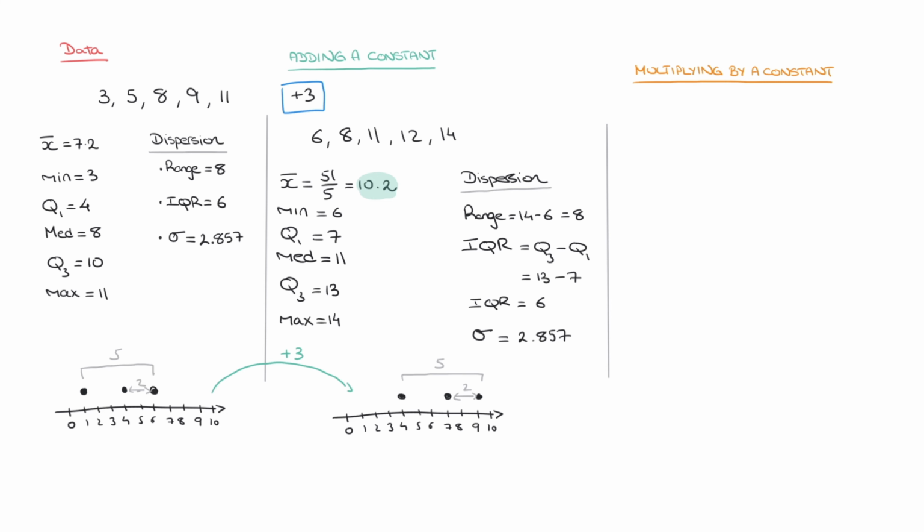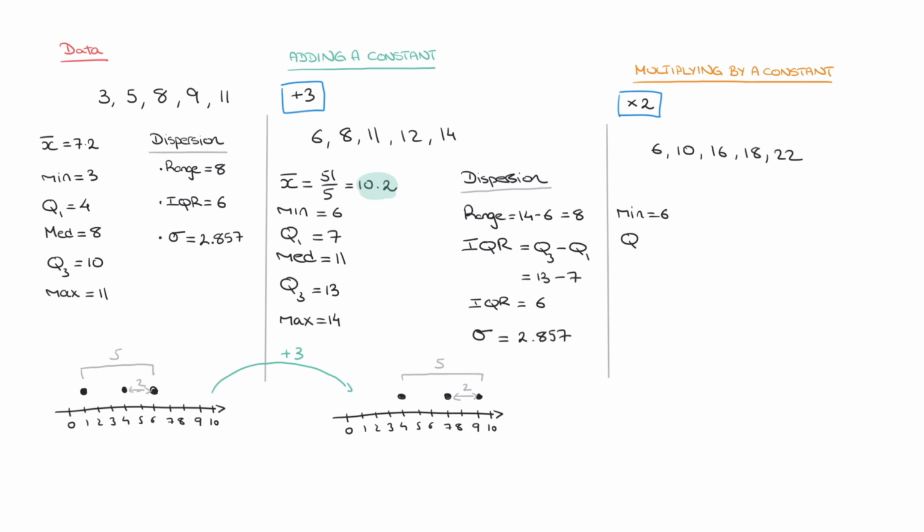Okay, now let's see what happens when we multiply all the values by a number. And so let's say I were to multiply all of these values by 2. So I'll write that over here. Let's say we multiply everything by 2. Well, if we multiplied each of these values by 2, our list of data would become 6, 10, 16, 18, and 22. And I'll leave it to you to do, but hopefully it's quite clear that in this case, the minimum value would equal 6.